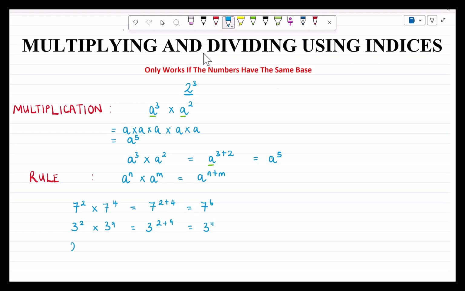And lastly, if we have 2 to the power of 3 times 2 to the power of 6 times 2 to the power of 8, our answer would be, because the bases are the same, 2 to the power of 3 plus 6 plus 8, which gives us 2 to the power of 17. So take note of the rule. When you're multiplying, you add the powers.